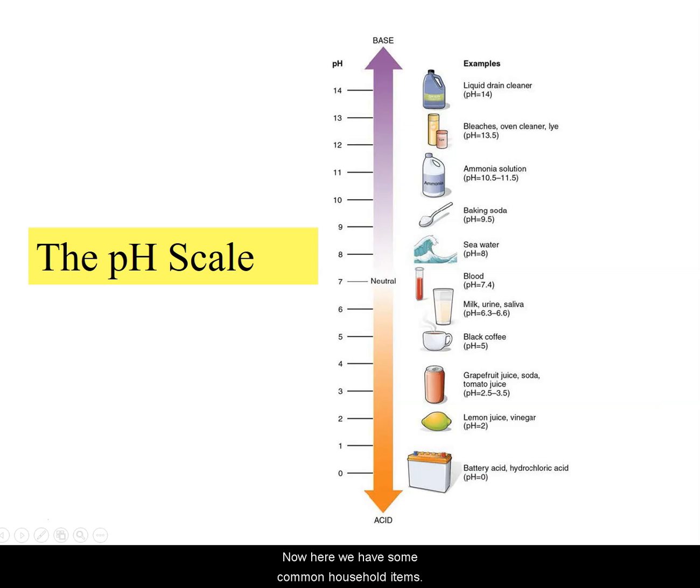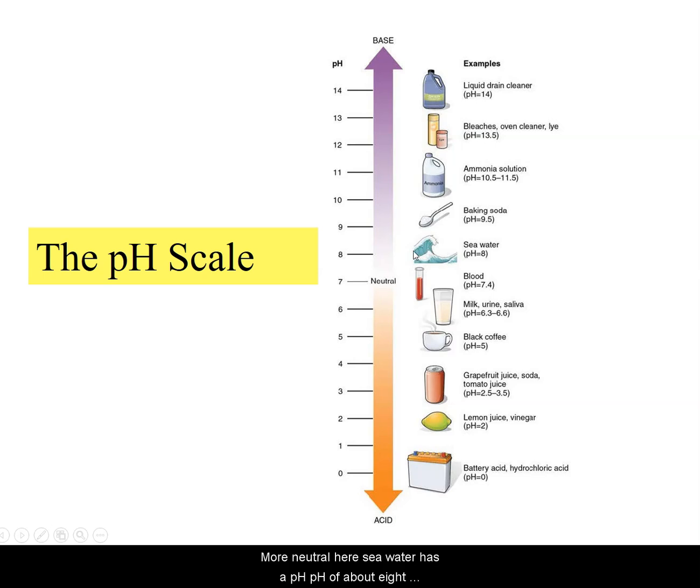Now here we have some common household items. We have apple juice, which has a pH of about 3. Grapefruit juice and soda have a pH between 2.5 and 3.5. They're pretty acidic. Lemon juice is a 2, and vinegar also. Battery acid and hydrochloric acid, and by the way, this is about where the acidity in your stomach is. So this is extremely acidic.